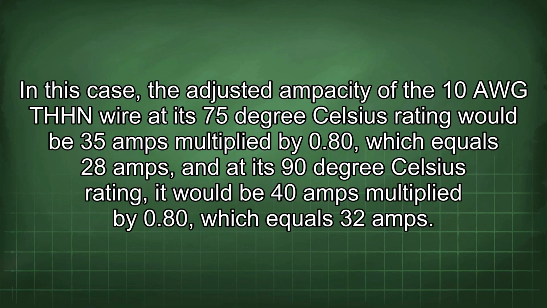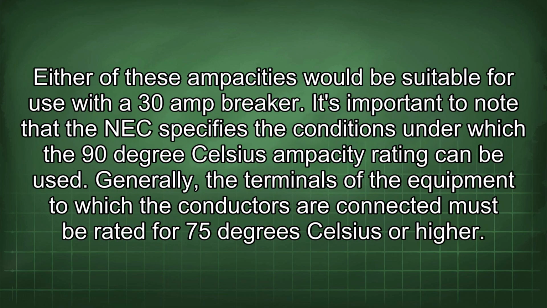In this case, the adjusted ampacity of the 10 AWG THHN wire at its 75 degrees Celsius rating would be 35 amps multiplied by 0.80, which equals 28 amps, and at its 90 degrees Celsius rating, it would be 40 amps multiplied by 0.80, which equals 32 amps. Either of these ampacities would be suitable for use with a 30-amp breaker.